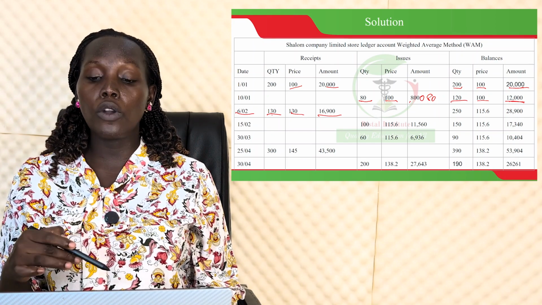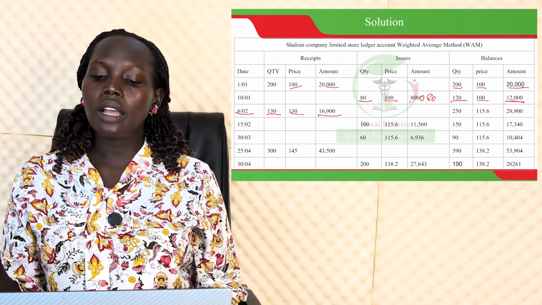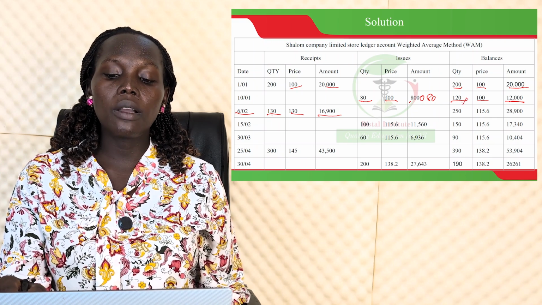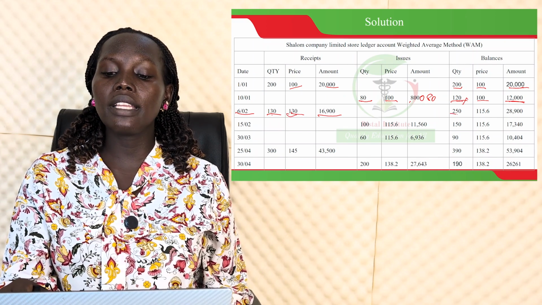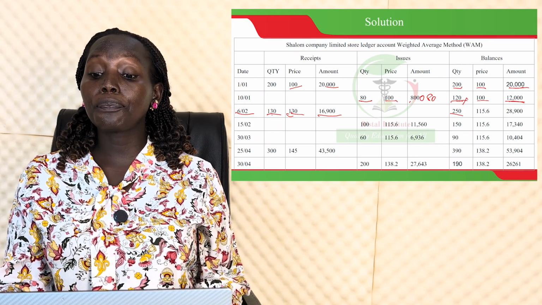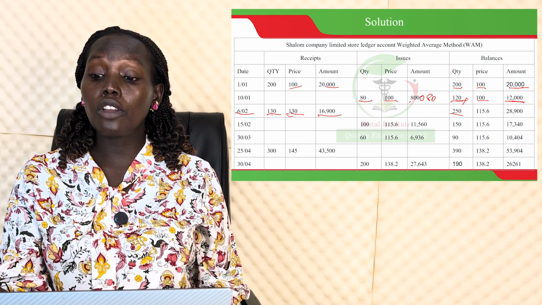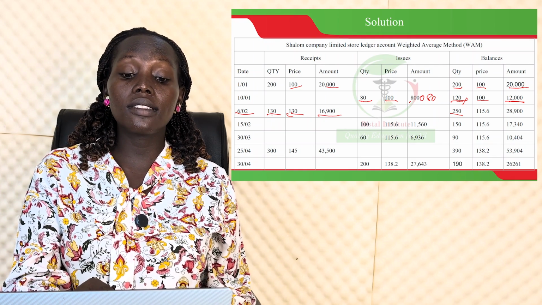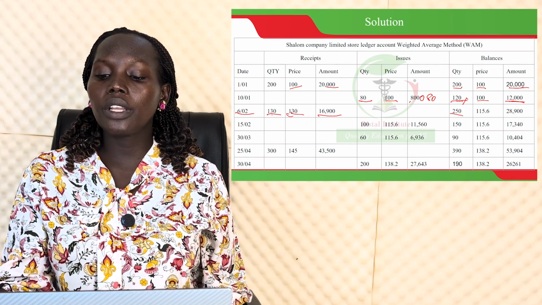We have bought more, it means that we are going to add. When you buy, you add. When you issue out, you subtract. So you get your 120 plus 130, we get 250. And then you come and get the amount. So you get 12,000 plus 16,900, which we shall get 28,900.